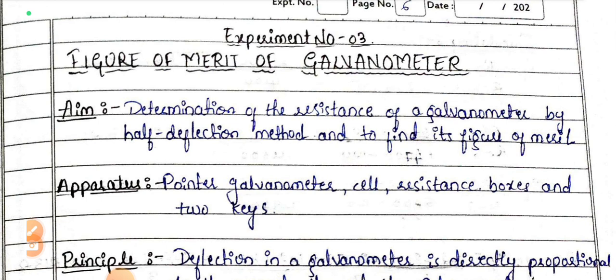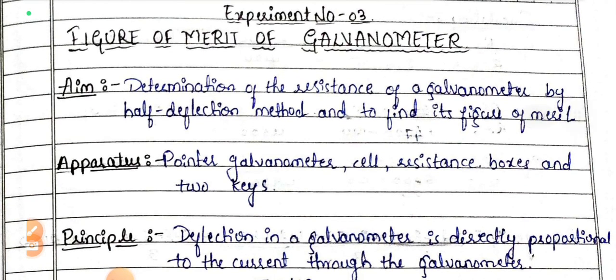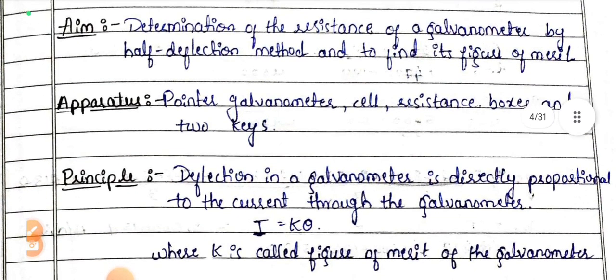The aim of the experiment is determination of the resistance of a galvanometer by half deflection method and to find its figure of merit. Apparatus: pointer galvanometer, cell, resistance boxes. Actually here variable resistance boxes are there, and two keys.